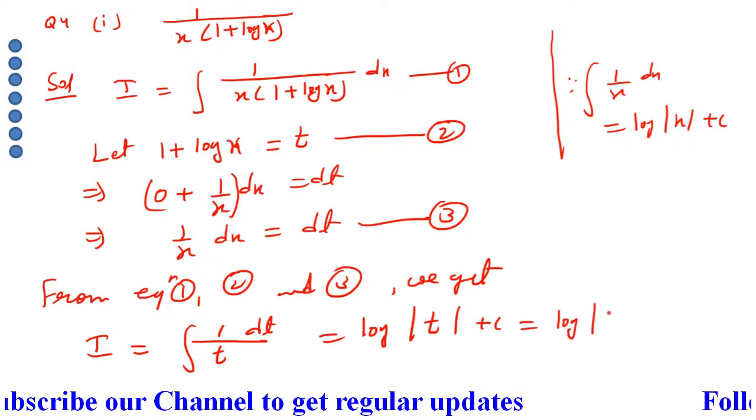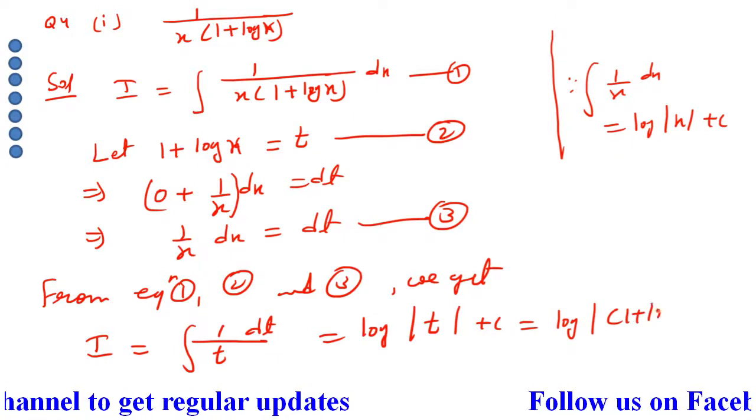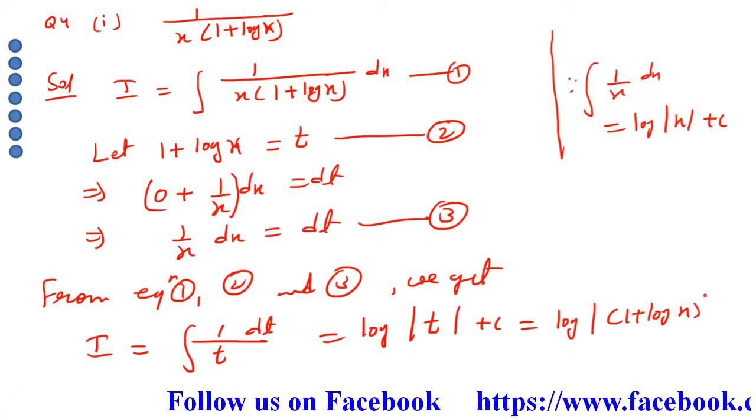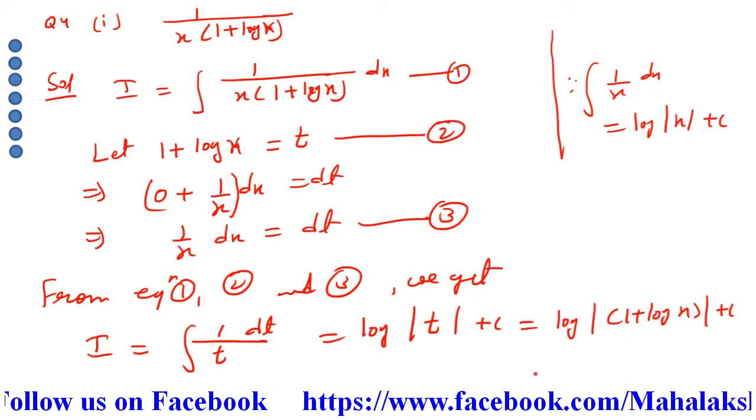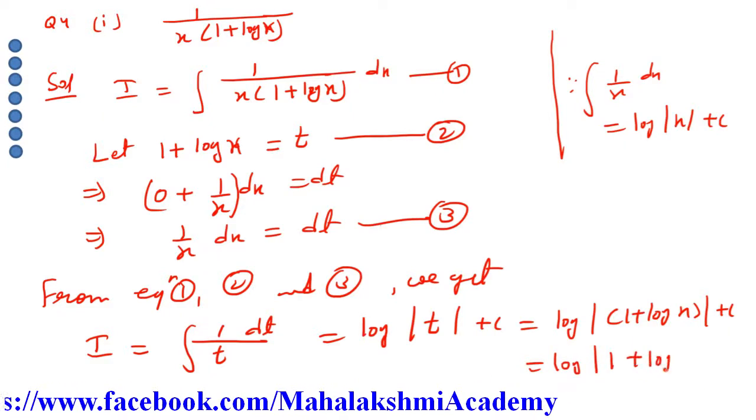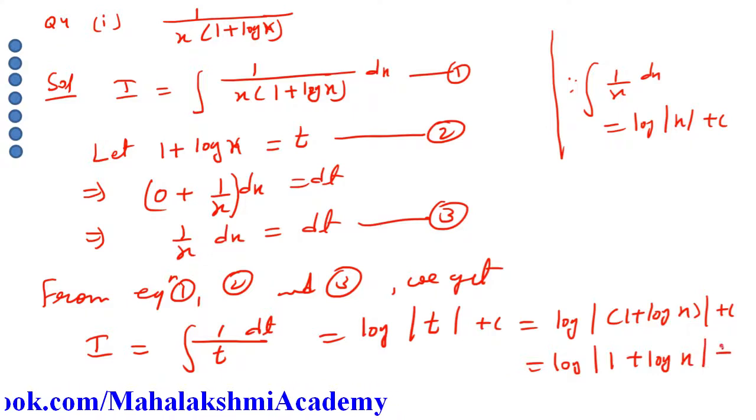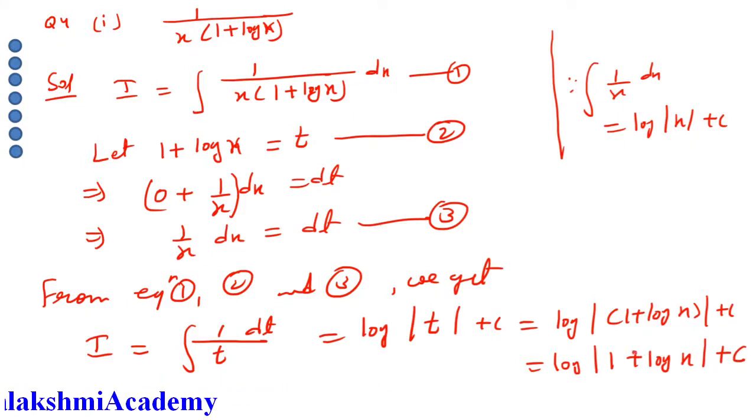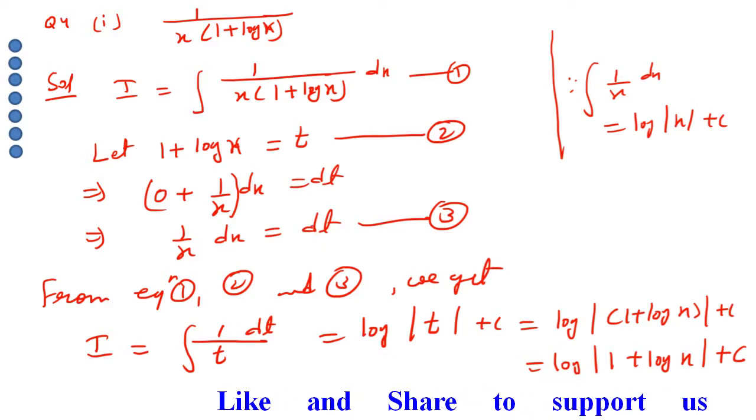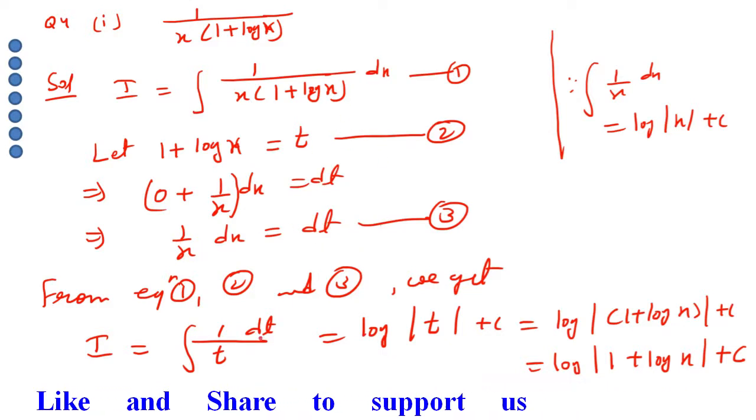So what is t? t is 1 plus log x. So this bracket you can avoid. So it is going to be log mod 1 plus log x plus c. So that's our answer of question number 4 first. So I hope it's clear to you. Very simple. Into this 1 plus log x is assumed as t. That will give you 1 upon x dx as dt. Then finally from equation first, second, third you will achieve this.